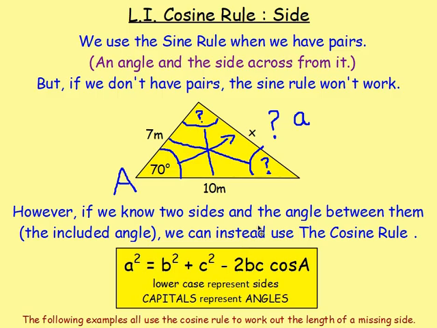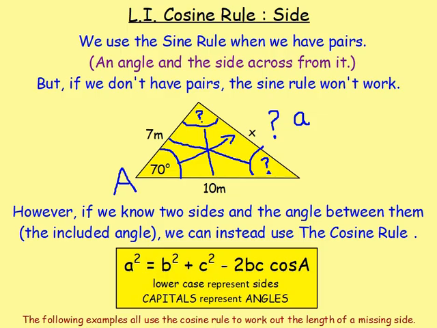So if you want to work out the length of this side, and you know two sides and an angle between them, you can use the cosine rule. The cosine rule to work out the length of a side is a squared equals b squared plus c squared minus 2bc cos A. Within the formula, the lowercase letters represent the sides: the a, the b and the c. And the capital letters, in cos A, the A is going to be the angle A. All the examples in this lesson are going to be using the cosine rule to work out the length of a side.